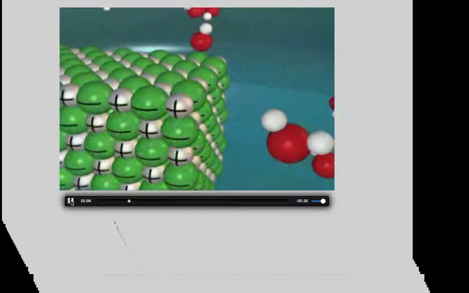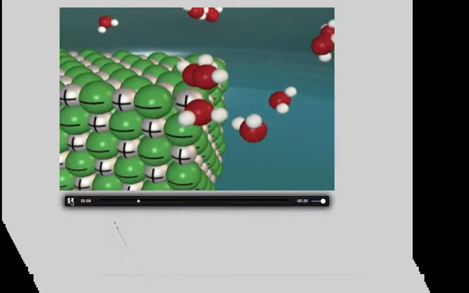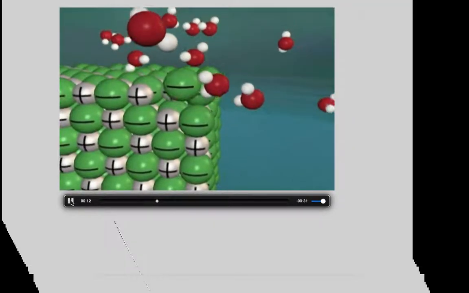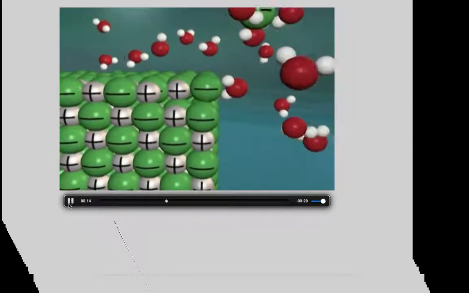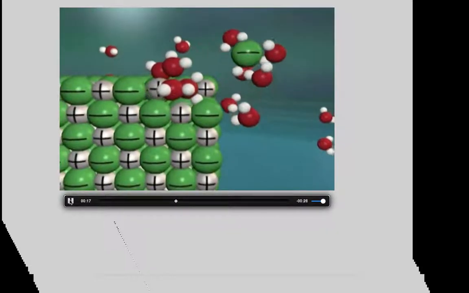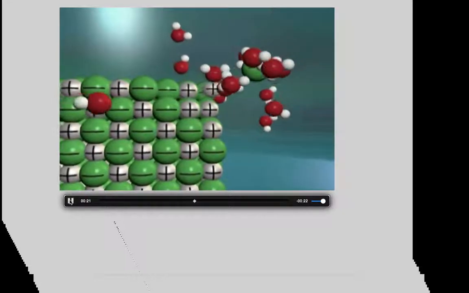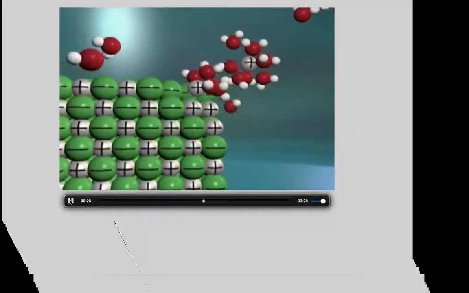Here we go. Water molecules interact with the ions on the surface. If the salt is soluble, the attractive interactions with water molecules overcome the ionic attractions within the lattice. The solvated ions move off the surface and become separated in solution.